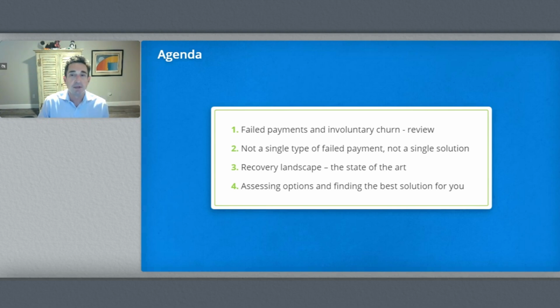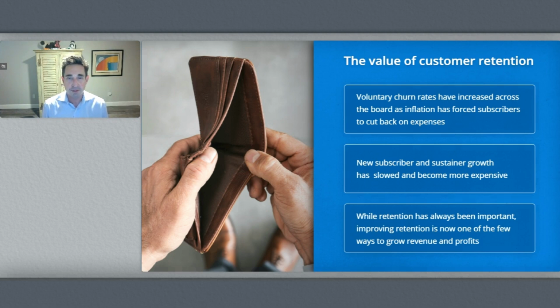So let's get started. At the core of every subscription business, whether it's customers or subscribers you're working with, the retention component of everything that we do is so vital, right? We also know that this has become harder in the last year and a half for a variety of reasons. Voluntary churn rates, or your subscribers and your sustainers choosing to end their relationship with you, has increased as inflation has forced cutbacks in expenses. We also know that new subscriber and sustainer growth has slowed. It's often become more expensive as competition for media and acquisition has become more difficult.